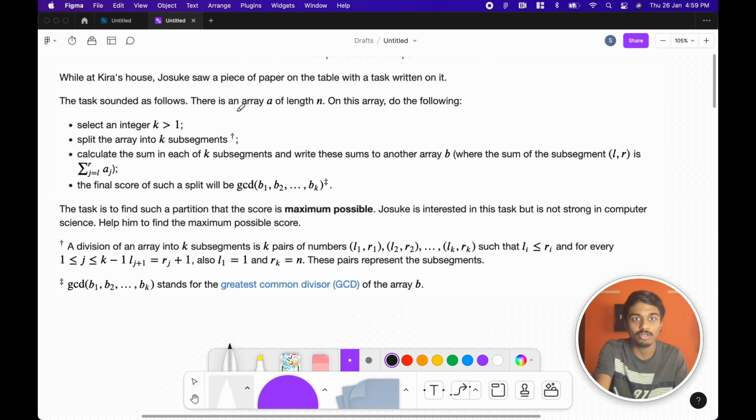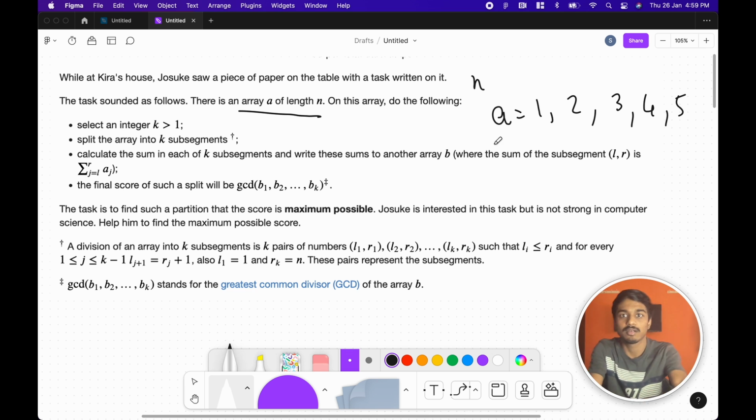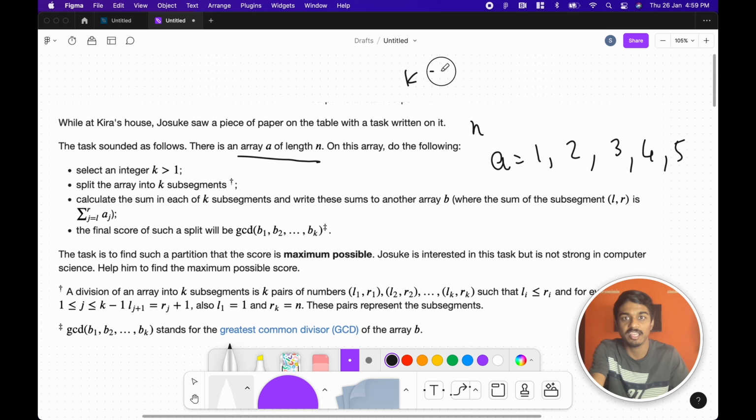The task sounds as follows. There is an array A of length n. So let's say we have an array A, integers, as given in the constraints, of length n. On this array, we do the following: select an integer k greater than 1. So k can be at least 2, right? Let's take 2. Okay, k value is 2.